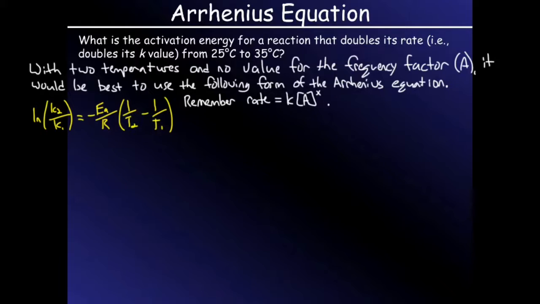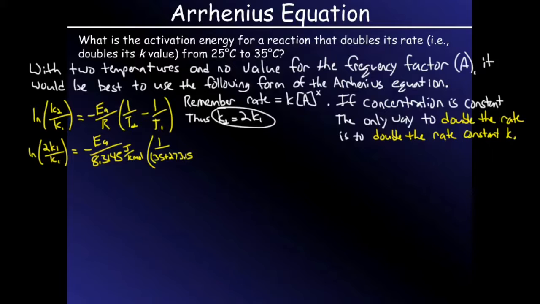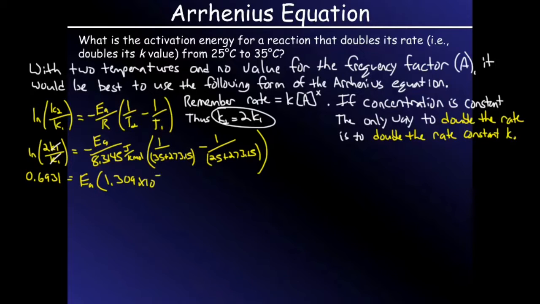If we remember, the rate is directly related to K, so if the rate doubles, then K doubles. Then we could say that K2, the rate constant at 35 degrees Celsius, is 2 times K1. Although we don't know K1 or K2, we can put in for K2 2 times K1. This allows the K1s to cancel.